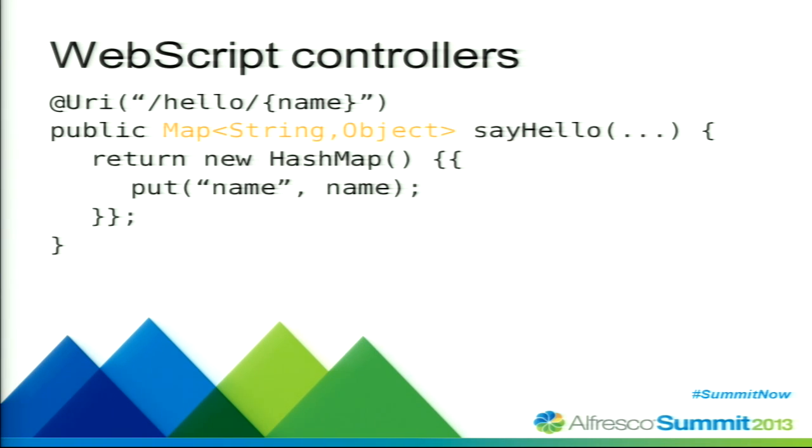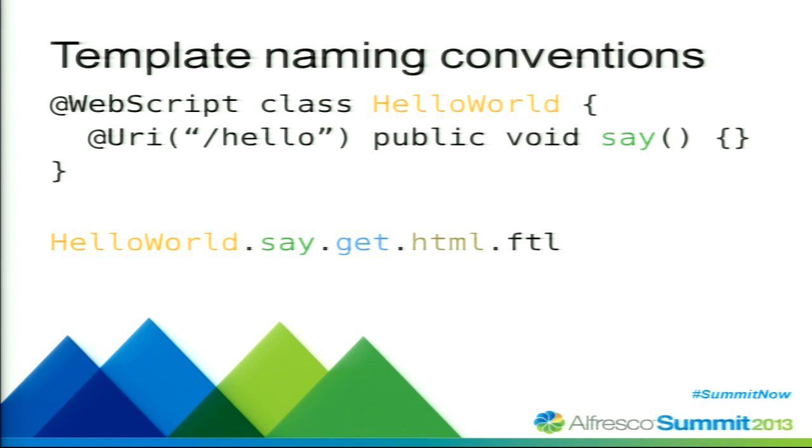So here we create a map with just one parameter, the name we received through the web request, and then the framework will start looking, based on the class name and the method name, for a matching FreeMarker template. So how does this work? As you can see in this example, the first thing it will look for, in the same package as our code, is a file starting with the class name, followed by the method name, followed by the HTTP method, and finally followed by the response type. And of course, it always has to end in FreeMarker template.